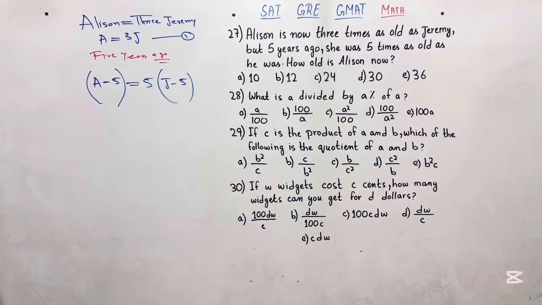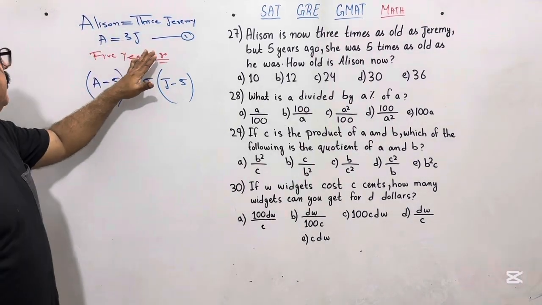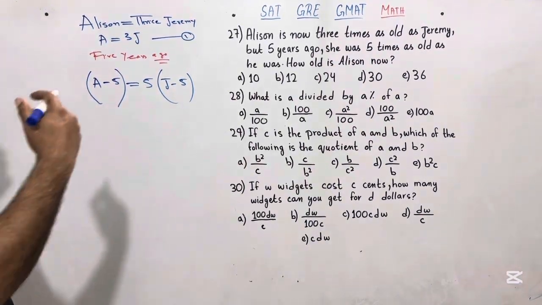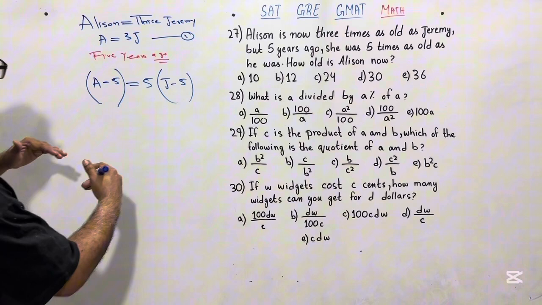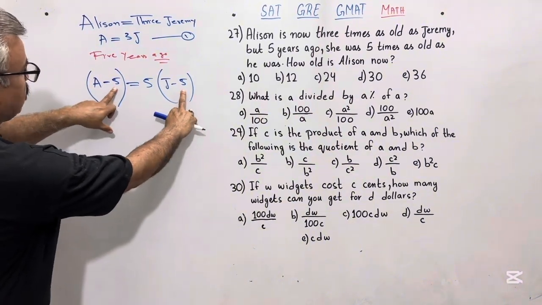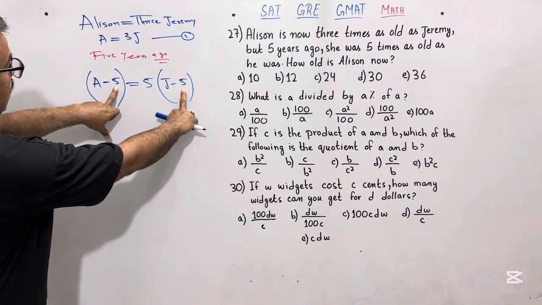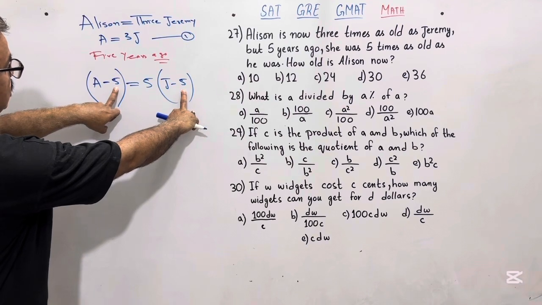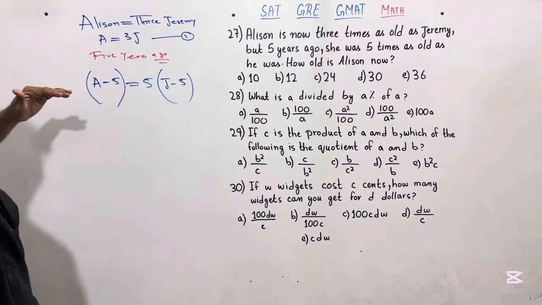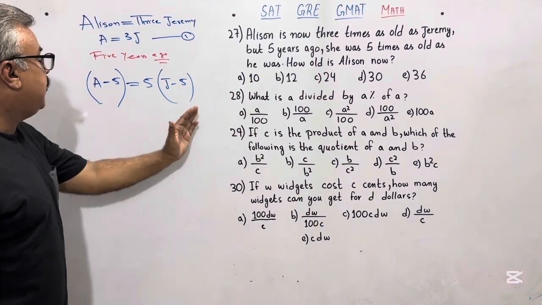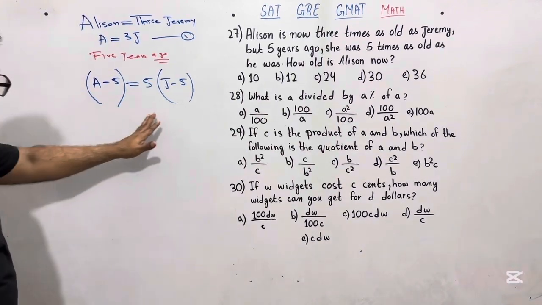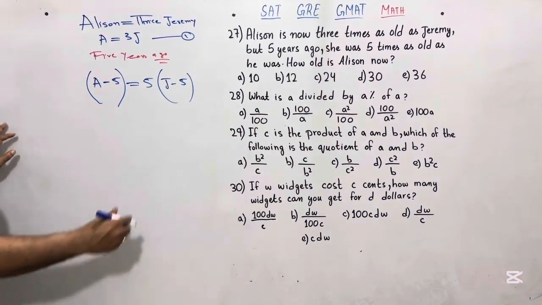First statement, Alison is 3 times Jeremy: A is equal to 3J. 5 years ago, we have to decrease 5 years from the ages of both Alison as well as Jeremy, because 5 years ago they were both 5 years younger in comparison to their present age. It is simple. Now that's our equation number 2.